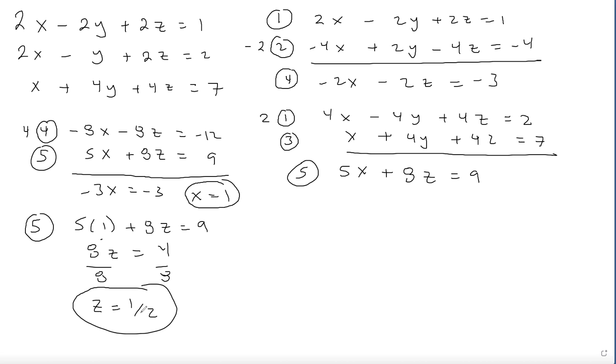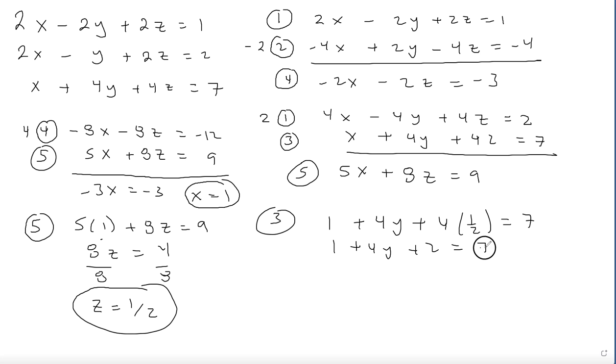So now I have 2 of my 3 variables, so I come back to my original equations, and it doesn't matter if I pick 1, 2, or 3, they will all come out the same. So I'll arbitrarily pick equation 3, and let's see, x is 1 plus 4y plus 4 times 1/2 equals 7. So that's 1 plus 4y, that would be plus 2 equals 7. 4y plus 3, the 1 and the 2, is 7. Scoot that 3 over, 4y equals 4, and we get y equals 1.